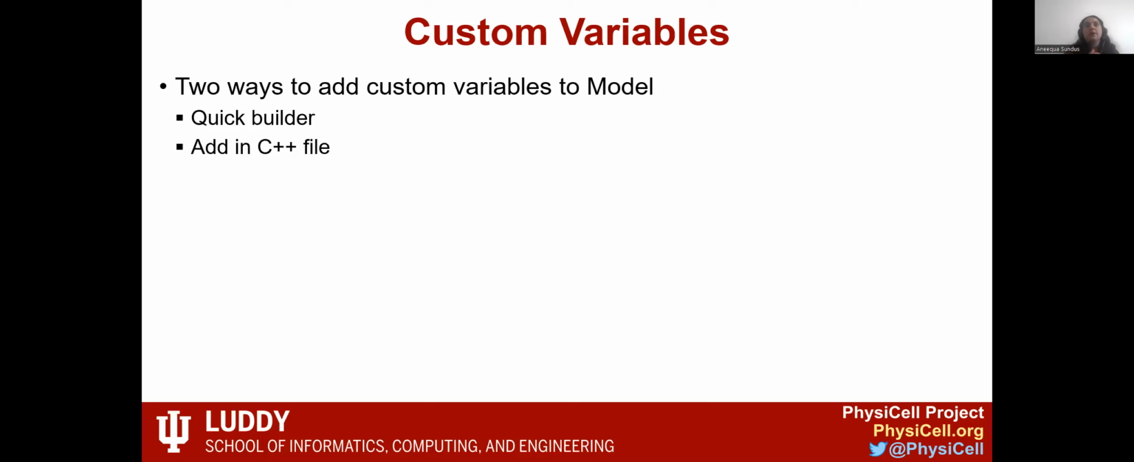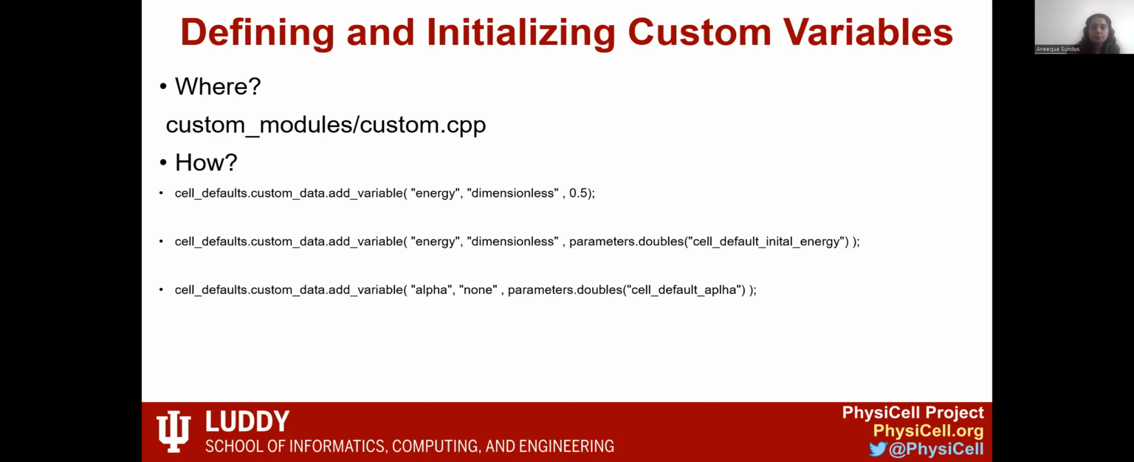For example, we can have an energy variable for each cell. So we can add an energy variable with some dimensions there. There are two ways we can add it. One is Model Builder, where you can just click on it and add it. And the second, which I will talk about, is to add it in the C++ file. So how will we add it and where would we add it? We will add it in custom modules, custom.cpp. That's where we will add the function.